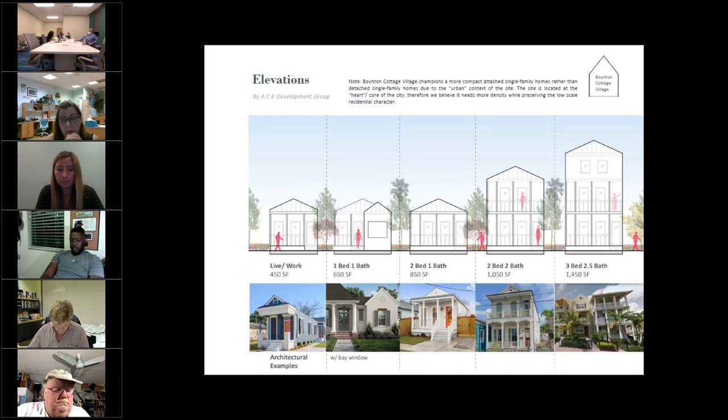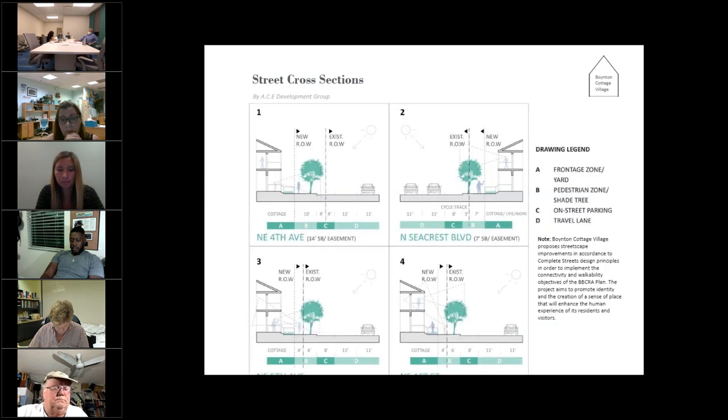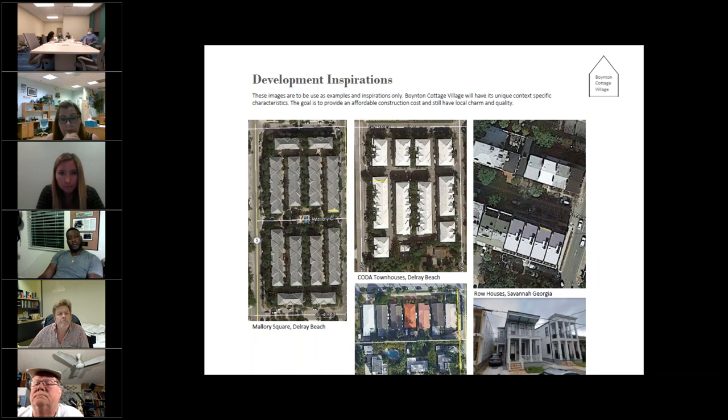If you scroll down to the next slide, we're basically highlighting the street cross sections in terms of the frontage zones along with the pedestrian zones and how the travel lanes coexist with the streetscape of the project itself. The next slide goes into the development inspirations, some of the projects that we've seen that we could emulate, but then also work with the CRA in terms of making sure that this project is sufficient for the area itself.